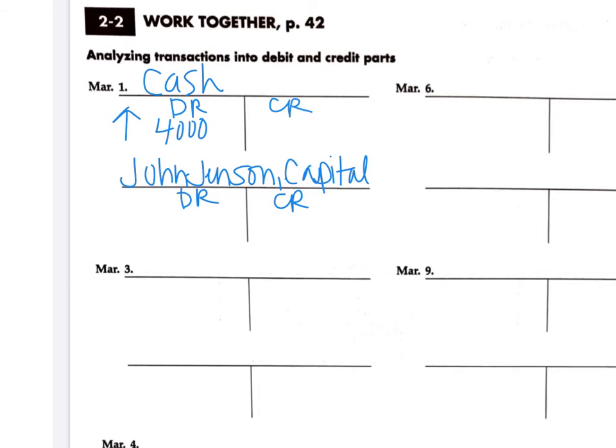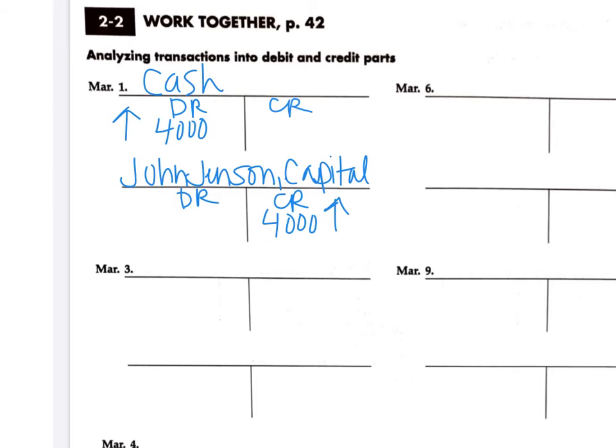So since I debited cash, that means I need to credit capital. Also, capital is on the right side of the accounting equation because it's owner's equity. So that means that if it's increasing, I would be crediting capital for $4,000. So you can tell that my debits equal credits.